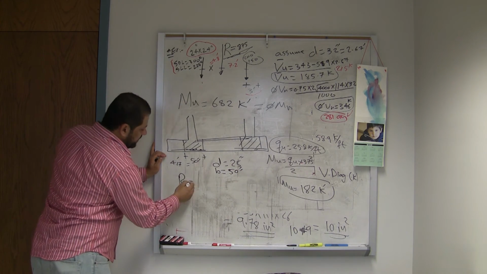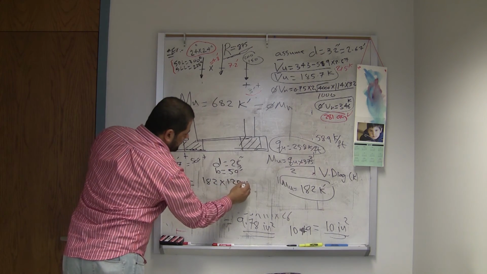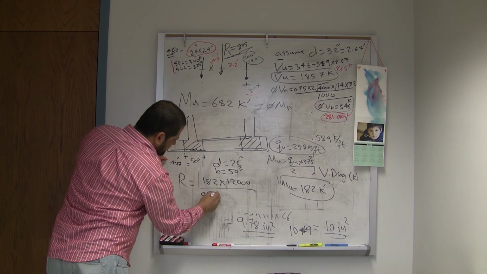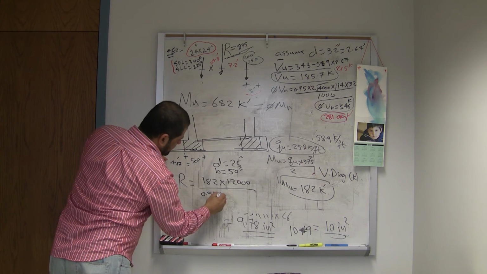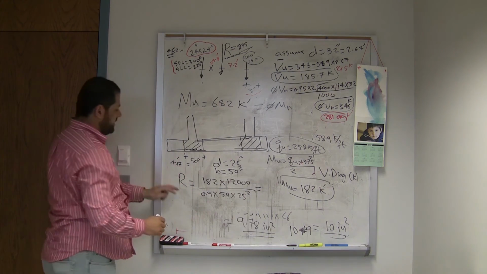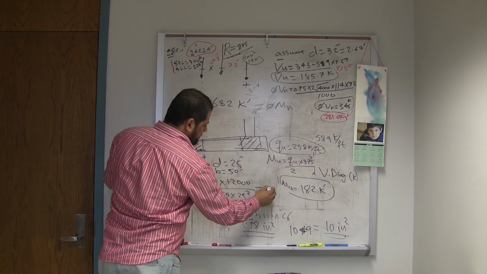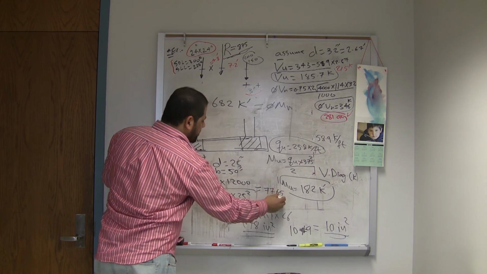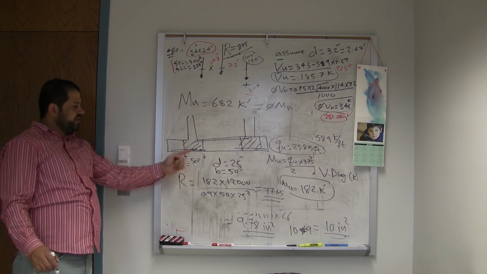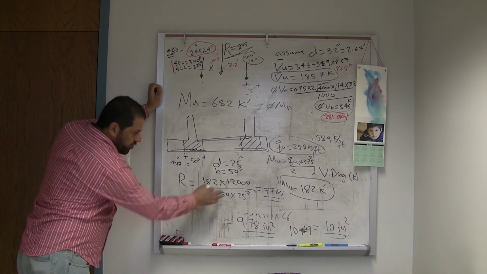So R equals M ultimate, 182 times 12,000, divided by 0.9 times 50 times 25 squared. This will give you R in PSI. So the R is 77.65. This is small, less than 0.003. So you use reinforcement AS, and rho minimum will control.